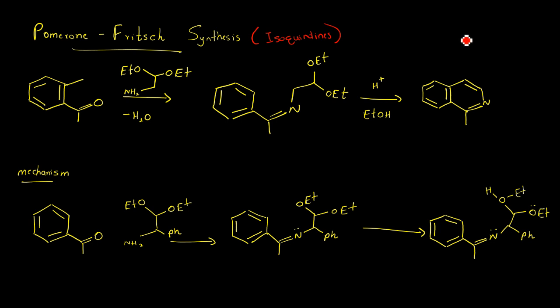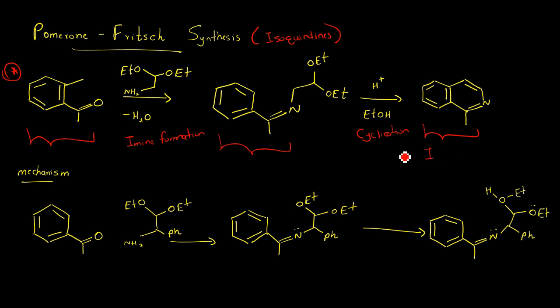So let's move on to this episode and see step by step how to arrive at our mechanism, how to understand this mechanism. So we are going to start. This is the overall reaction of our mechanism. We are going to start with this compound, and the imine formation happens here. This is the imine formation, and then the cyclization. So here we have the isoquinoline. So we are going to see the whole mechanism.